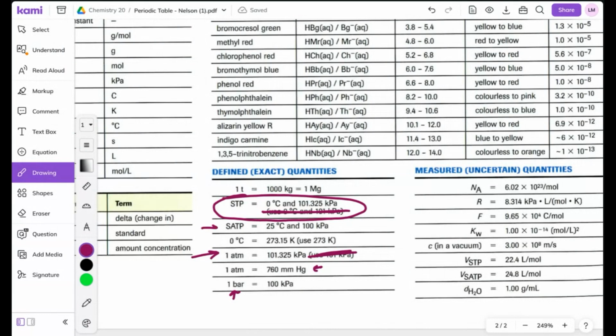Now looking down below here, you can also find SATP, which stands for Standard Ambient Temperature and Pressure. SATP is like the more realistic, room temperature settings you probably have, and those conditions are 25 degrees Celsius and 100 kilopascals. So let's go ahead and write that in our notes here.